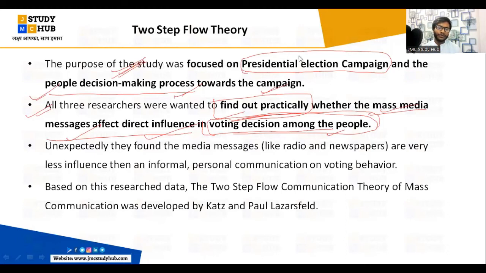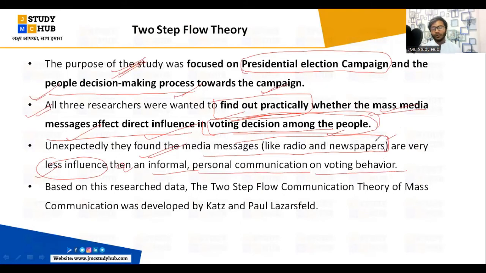What they observed was that mass media like radio and newspaper were not very influential, much less influential than informal personal communication on voting behavior. This is the same thing I told you just before: media does not have a direct influence in the two-step flow theory, as the three researchers observed. So how do people get influenced? People were influenced by informal personal communication, or interpersonal communication, on voting behavior.